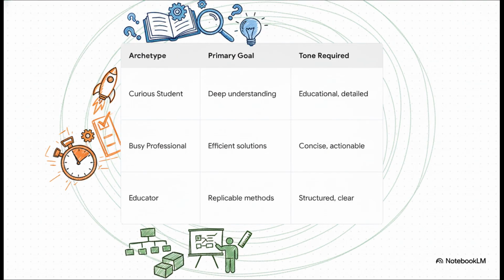Let's look at how this actually works. Say you have a curious student. Their goal is deep understanding, right? So your tone needs to be educational and detailed. Then you've got the busy professional. They need efficient solutions, so your content has to be concise and actionable. And what about an educator? They're looking for methods they can replicate, so you need to be structured and super clear. See how their goal directly changes how you talk to them?